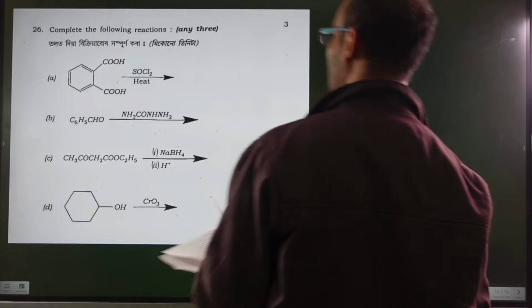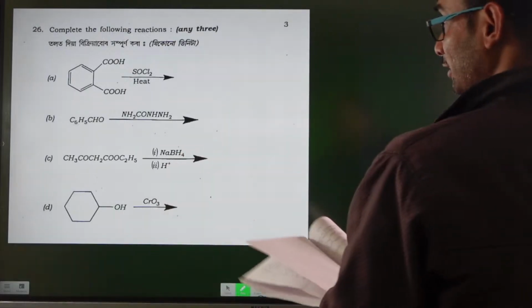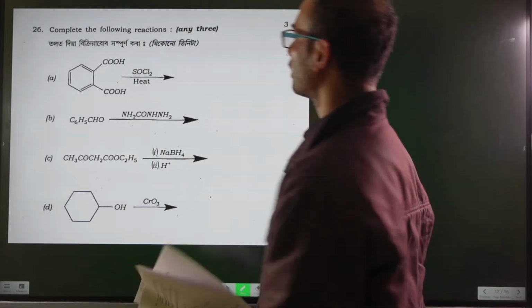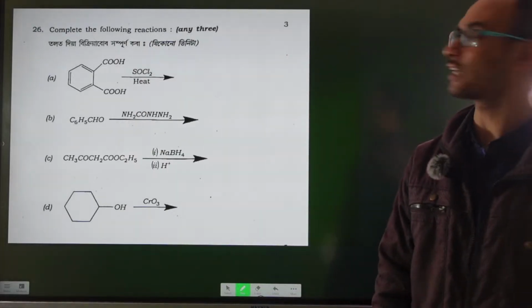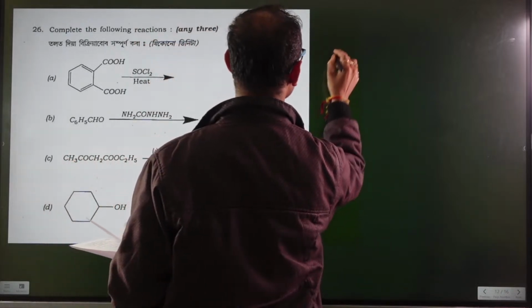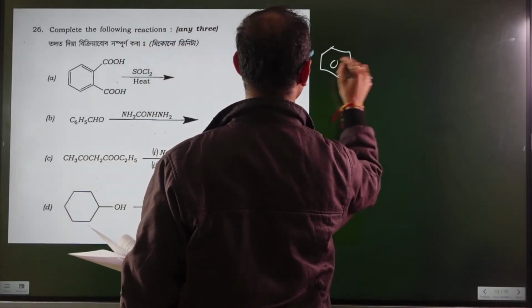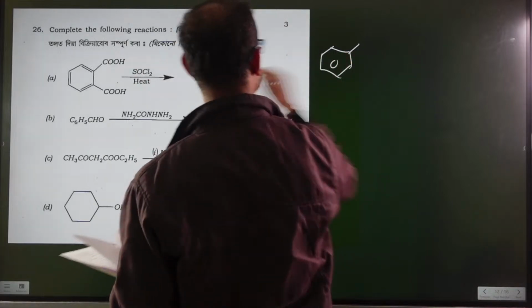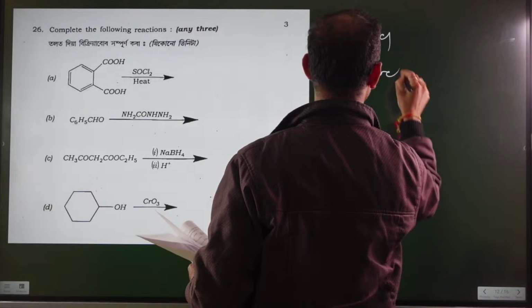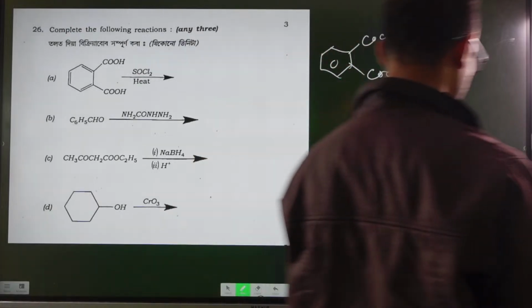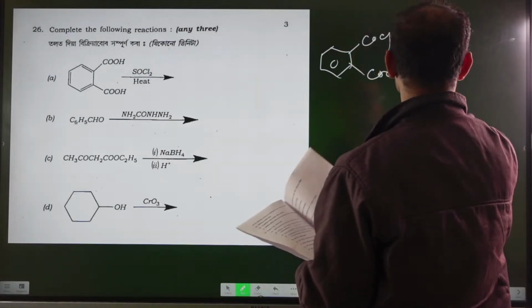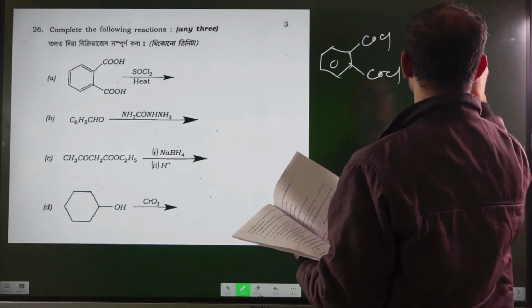Okay, then the next reaction, as you can see, is benzene-1,2-dicarboxylic acid. When treated with thionyl chloride, it will give you simply this product. The carboxylic groups will be converted to COCl. This means the structure's name is phthaloyl chloride.